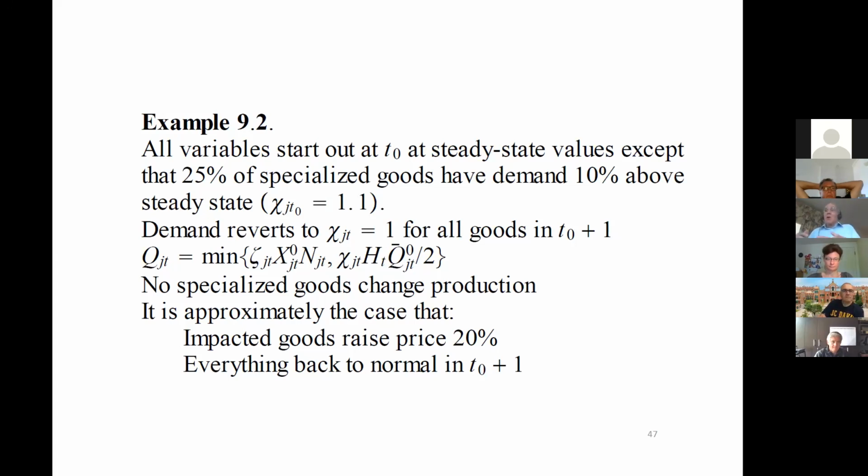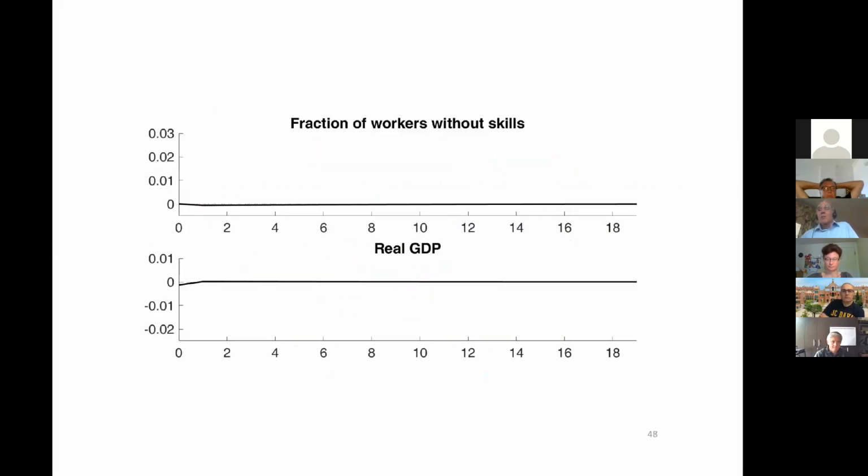In this case, you're going to raise the price of impacted goods by 20%, and everything's back to normal at time T naught plus 1. So to a first approximation, in this case, there's no effect on anything. Demand goes up, no boom. In contrast to when demand went down, we saw real GDP fall.